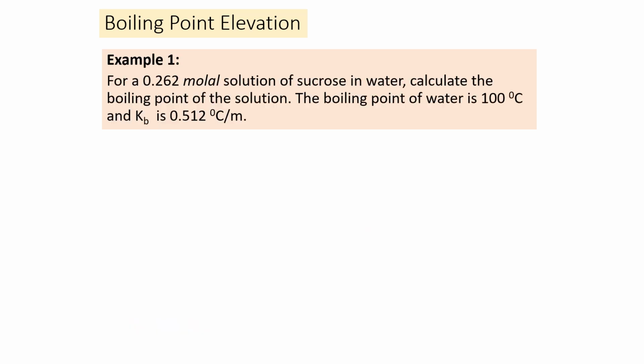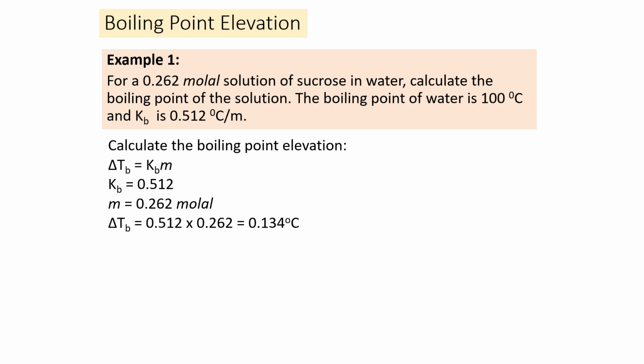Let's take a look at an example here. For a 0.262 molal solution of sucrose in water, calculate the boiling point of the solution. The boiling point of water is 100 degrees C and Kb is given as 0.512 degrees C per m. What we need to do is calculate the boiling point elevation. We use this formula, delta Tb equals Kb times m. We have the information given, so we just need to substitute the values into the formula so we can get the change in temperature.